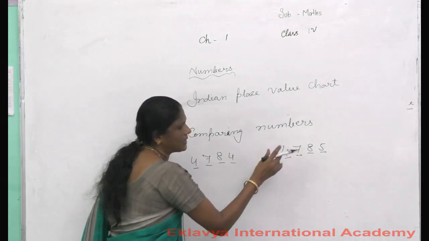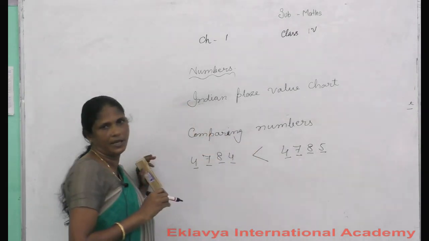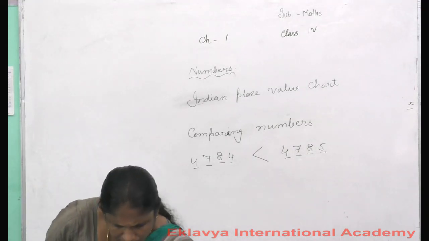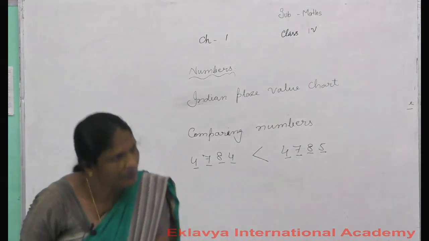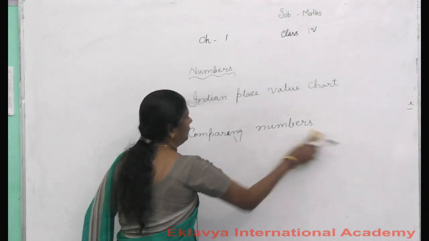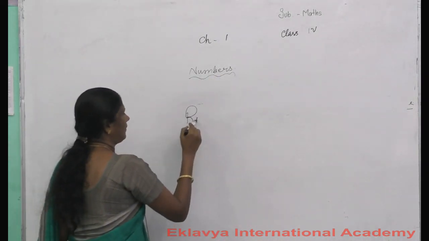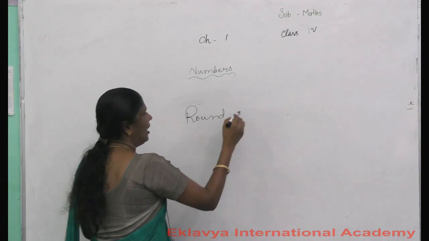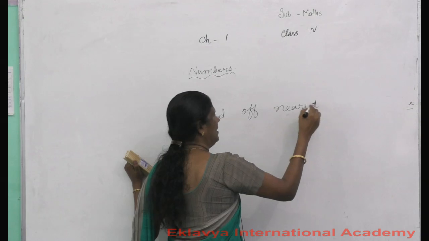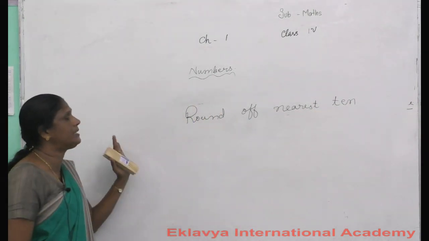Therefore, 4785 is greater. You put this sign. Understand the comparing numbers? Then round off. Round off to the nearest 10.